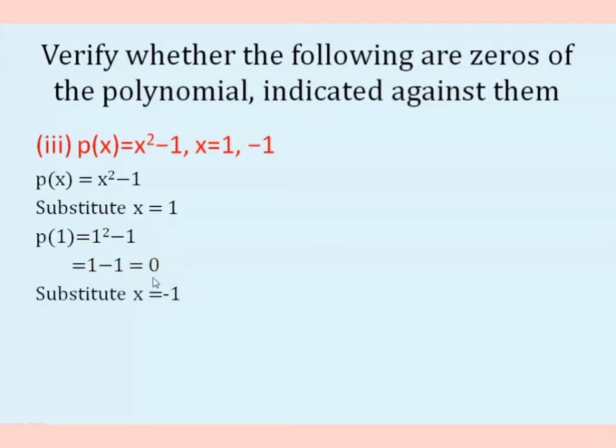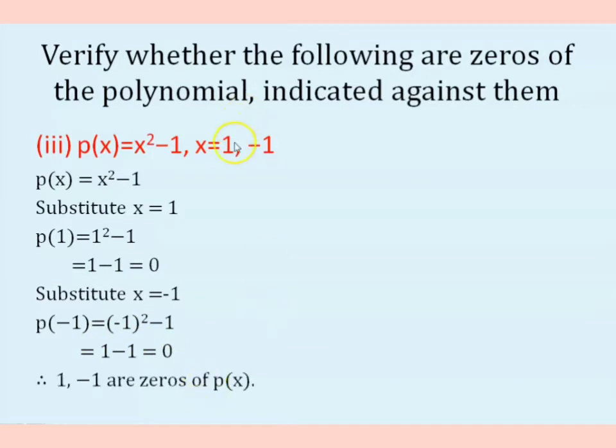Therefore, x equals 1 is a 0 of polynomial. Now we'll substitute x is equal to minus 1. P of minus 1 equals minus 1 squared minus 1. Minus 1 into minus 1 is 1. Negative number into negative number gives a positive value, which is equal to 1 minus 1, which is equal to 0. Therefore, 1 and minus 1 are zeros of p of x.